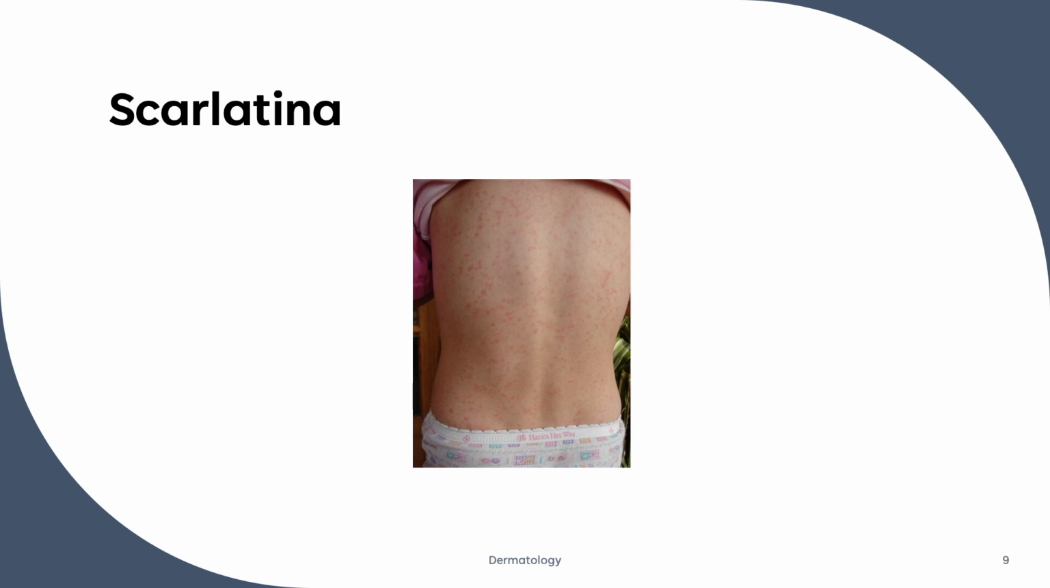For diagnosis, we usually rely on clinical signs and may confirm the presence of the bacteria with a throat culture or rapid strep test. With treatment, scarlatina is effectively treated with antibiotics, typically penicillin. Alongside antibiotic therapy, symptomatic relief can be provided with fever reducers and ensuring proper hydration.